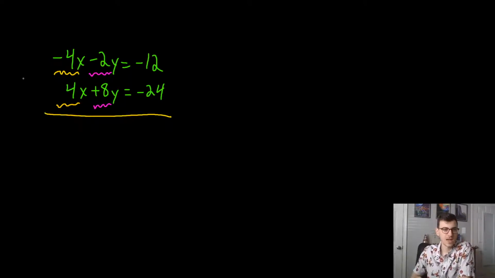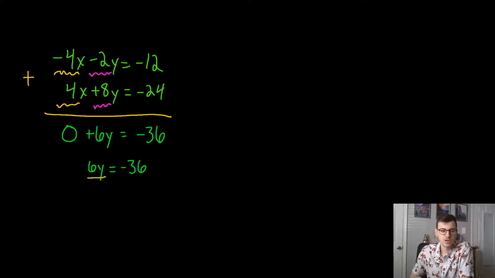So if I add these two equations together, negative 4x plus 4x is 0. And I'm going to write that 0 for now, just so that you're seeing negative 4x plus 4x is 0. Negative 2y plus 8y is positive 6y. And negative 12 plus negative 24 is negative 36. Okay, 0 plus 6y is just 6y, so 6y equals negative 36. Now we can solve for y by dividing by 6 on both sides. And we're left with y equals negative 6.